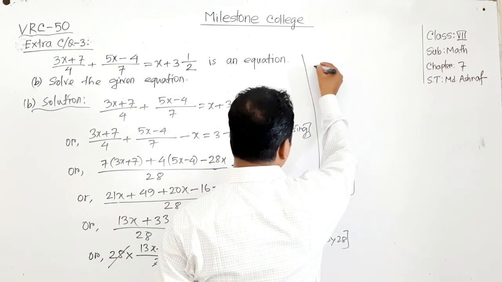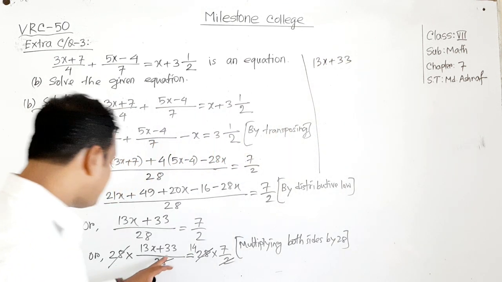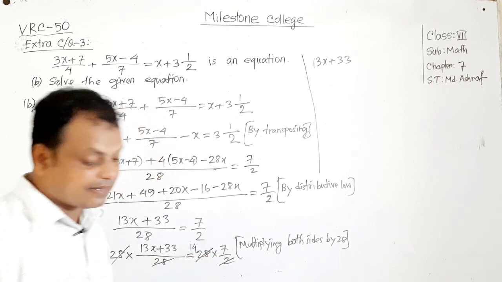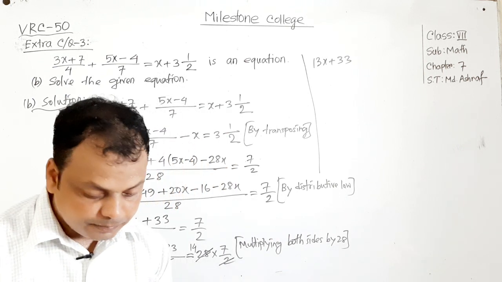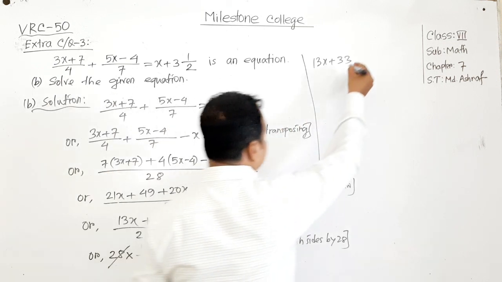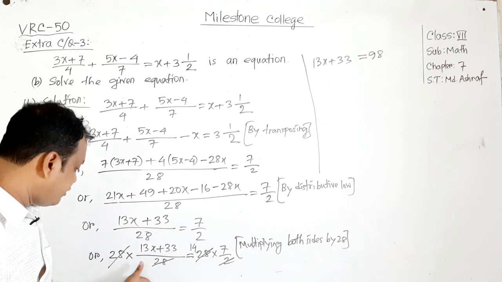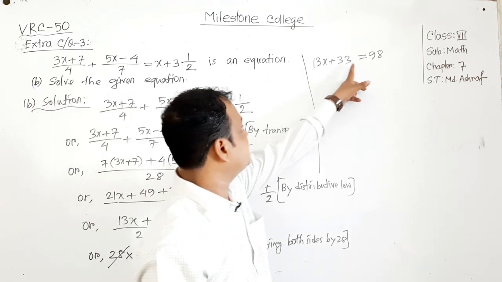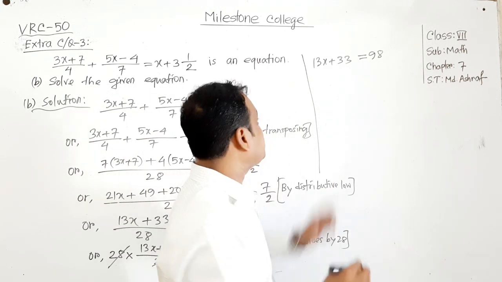13x plus 33, we'll get it on the left-hand side, and on the right side we'll get 14 and 7. By multiplying 14 and 7, what will we get? We will get 98. So 13x plus 33 equals 98. Now calculate it.